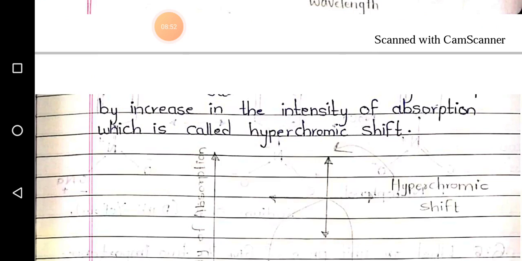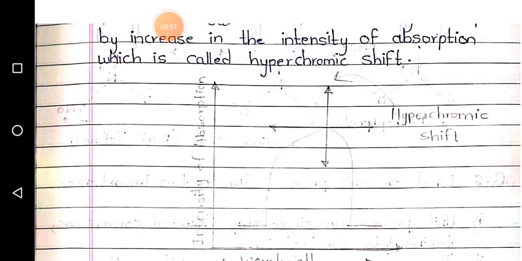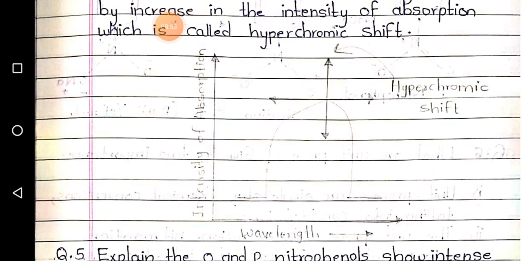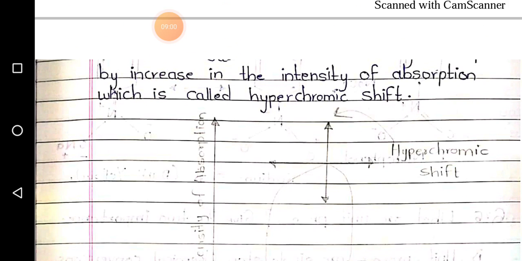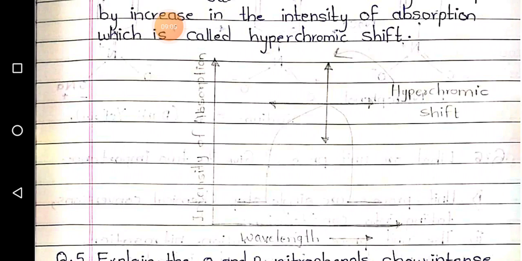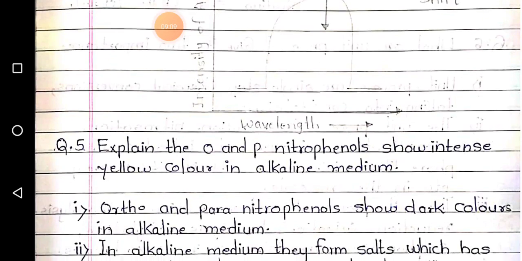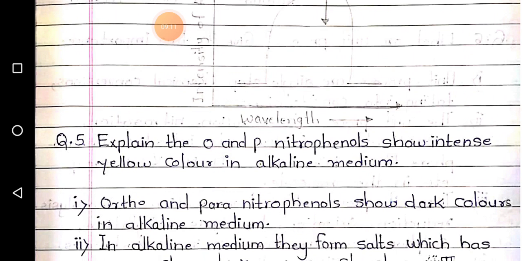Next, a decrease in the wavelength of absorption is called a hypsochromic shift, and an increase in the intensity of absorption is a hyperchromic shift. Intensity of absorption increases in this direction for the hyperchromic shift.